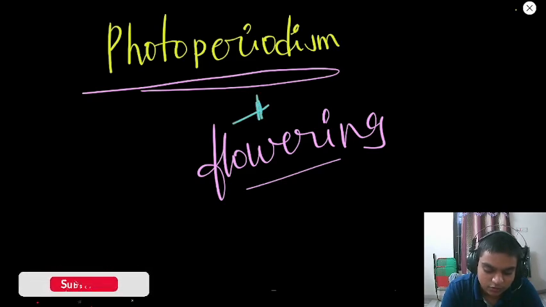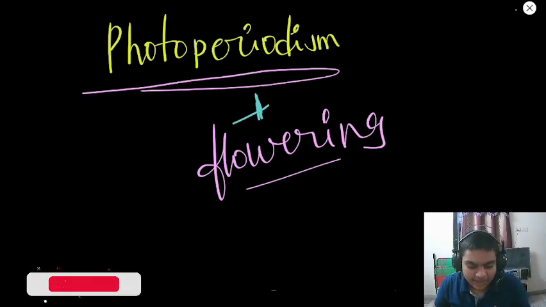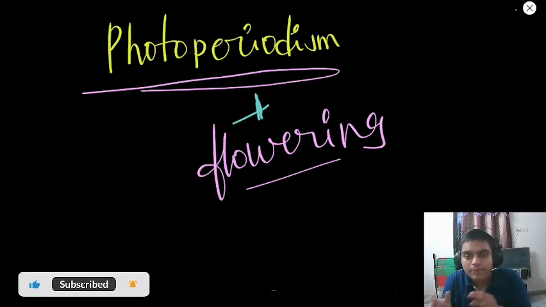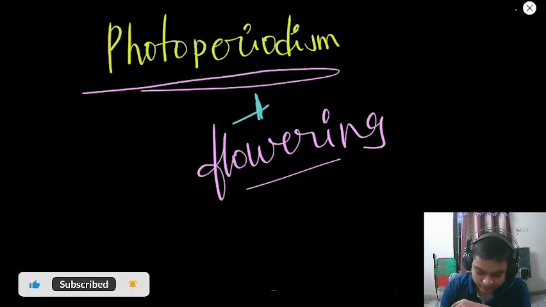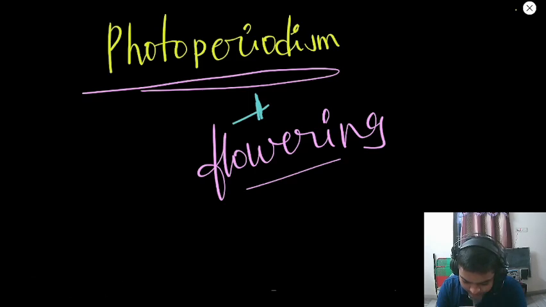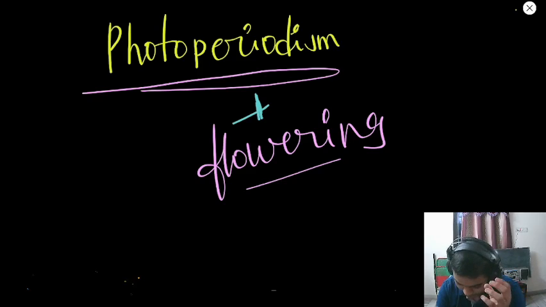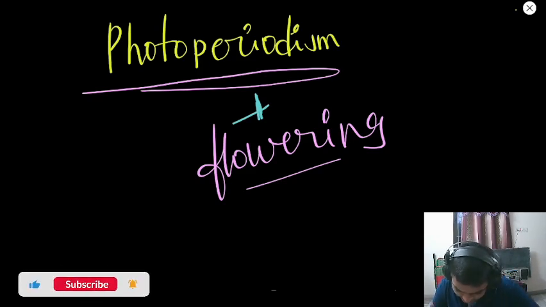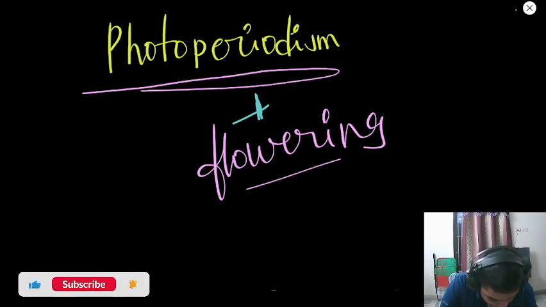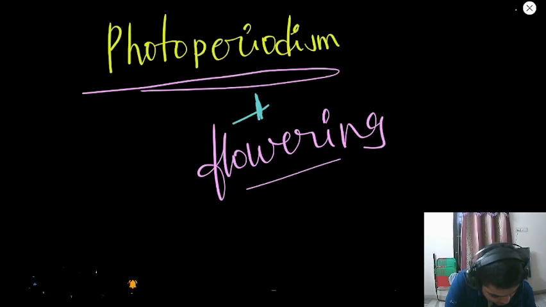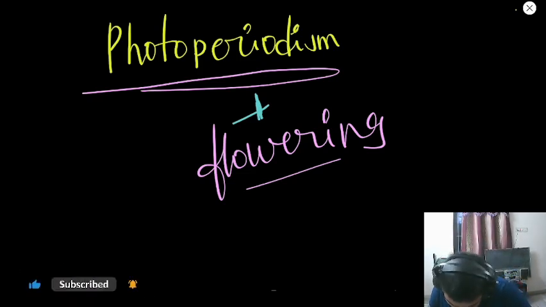Photoperiodism plays a very important role in flowering. Some plants require more exposure to light, some plants require less exposure to light in order to produce flowers. Let me take an example of a plant given in your NCERT. One minute, guys, the example is not mentioned here. Let me explain in a general way.